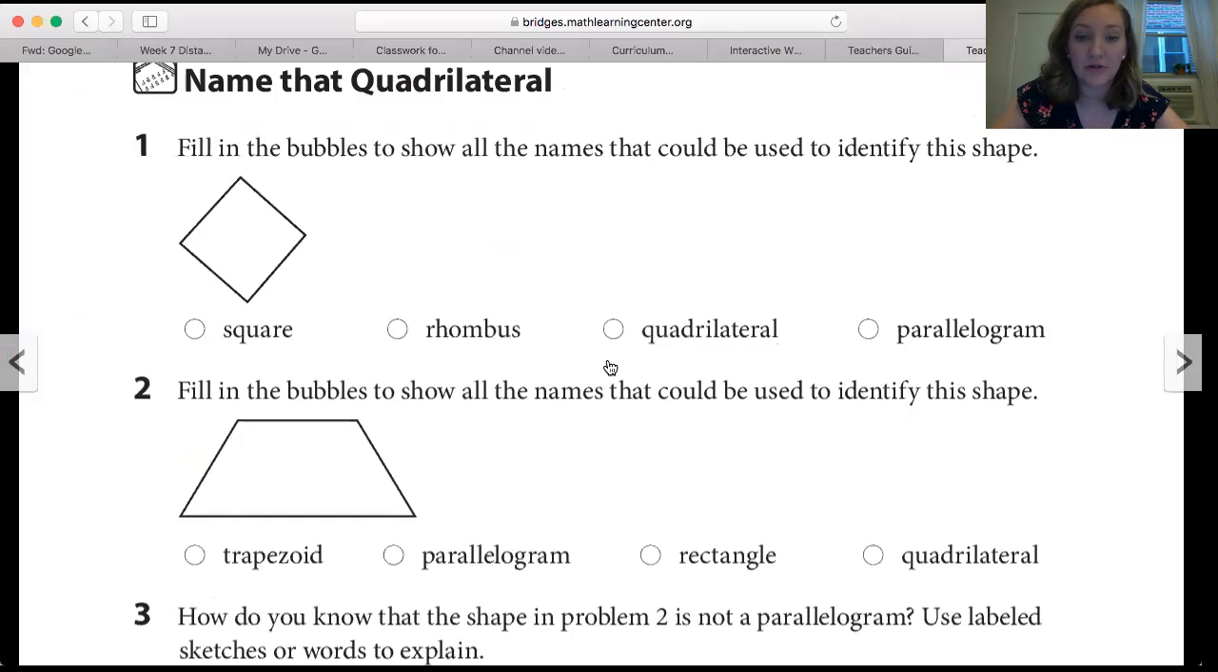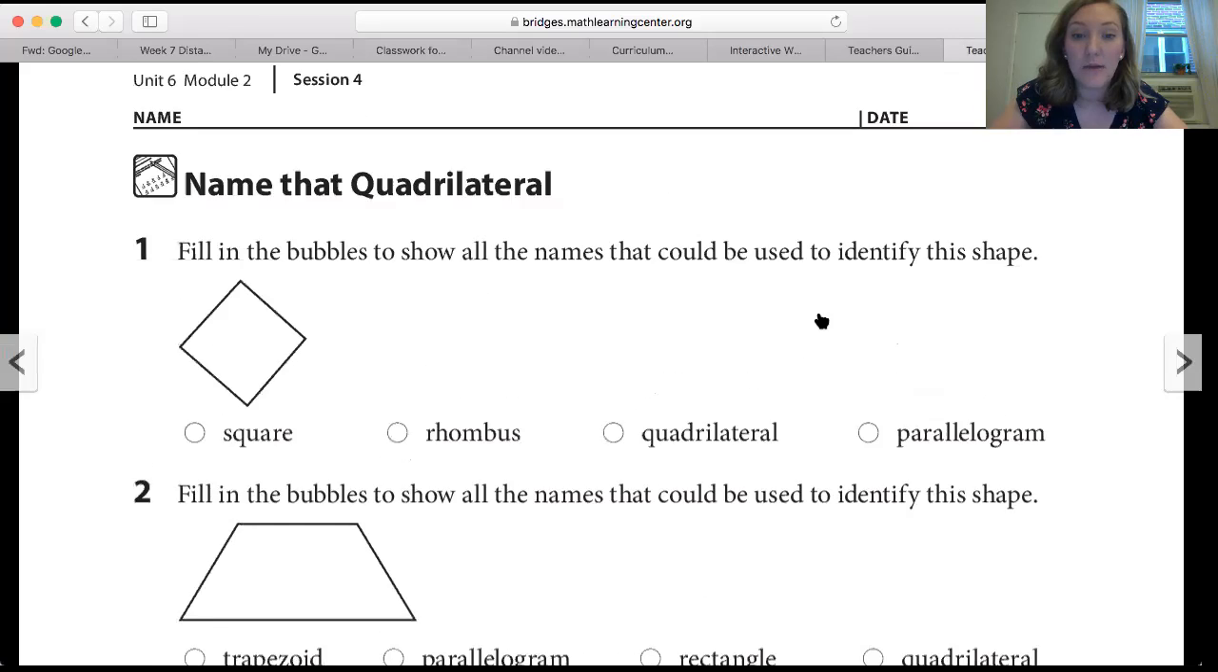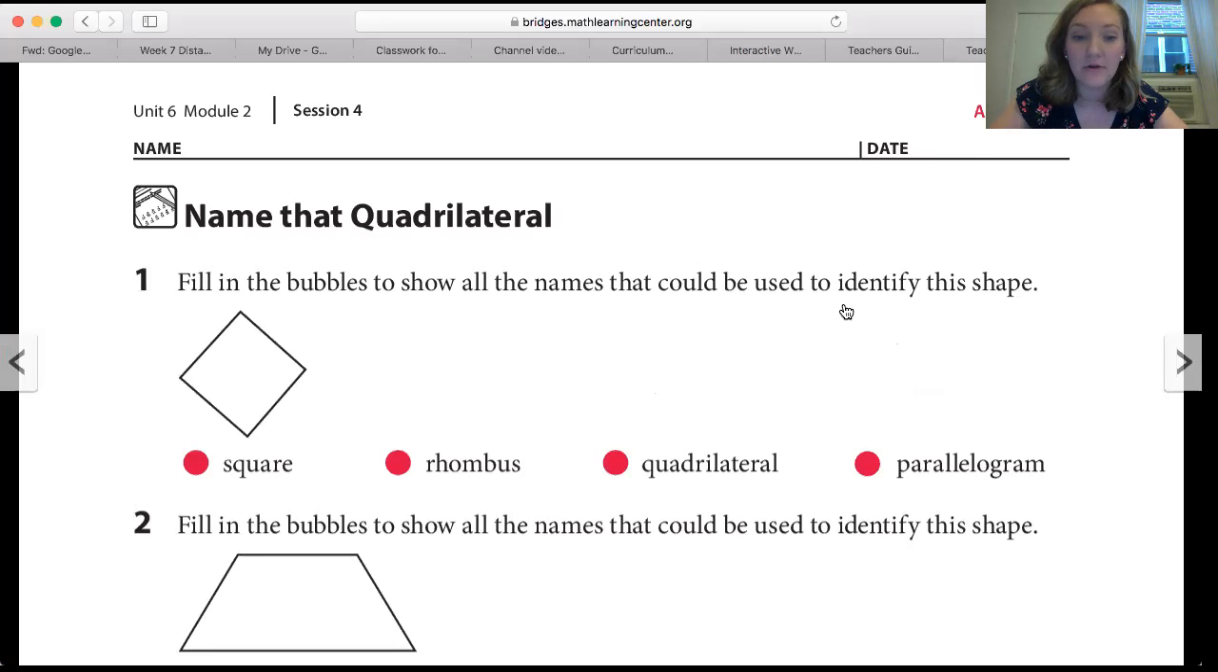A quadrilateral, does it have four sides? 1, 2, 3, 4? Yeah, it could also be a quadrilateral. And is it a parallelogram? Are the sides all the same distance from each other? Yeah, I think that for number one, we can fill in every single bubble. Let's see if we're correct. Yes. 1, 2, 3, 4, all of those bubbles you want to make sure that you have filled in.